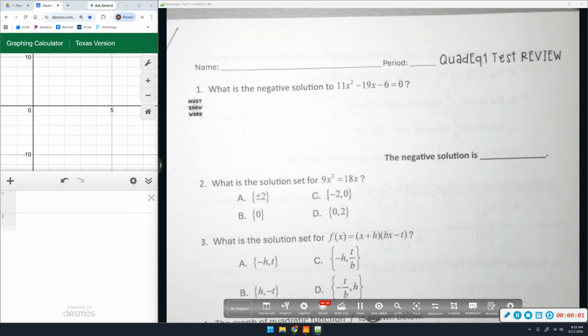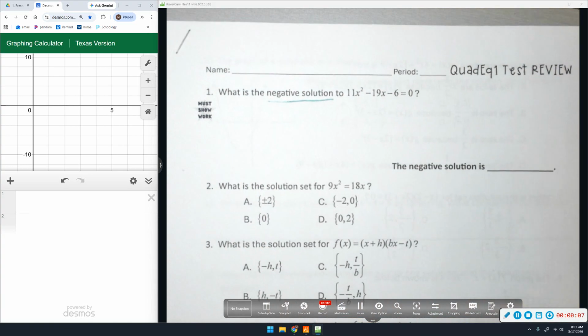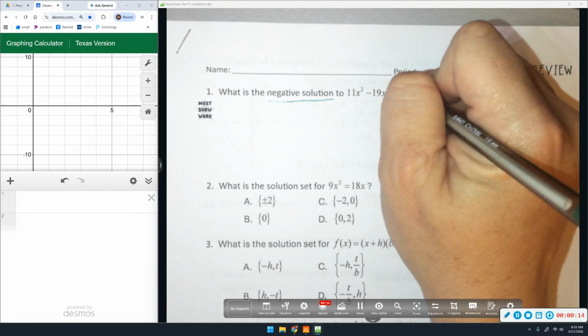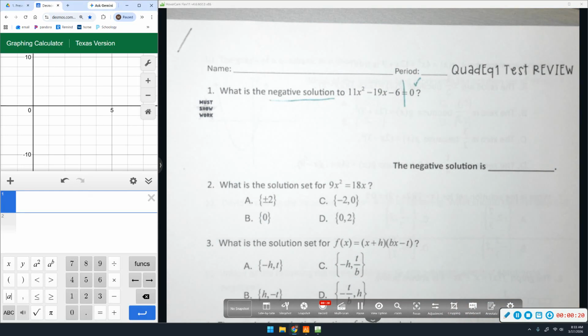Okay, number 1, we have to find the negative solution. And this one we do have to solve by factoring because our negative solution is going to be a super ugly decimal that we can't turn into a fraction. So first things first, our equation has to equal 0, and it does. Okay, our next step is to check for a GCF.